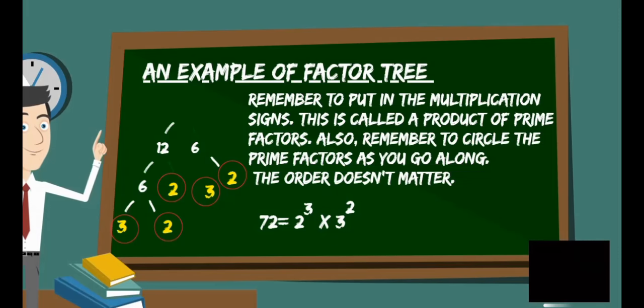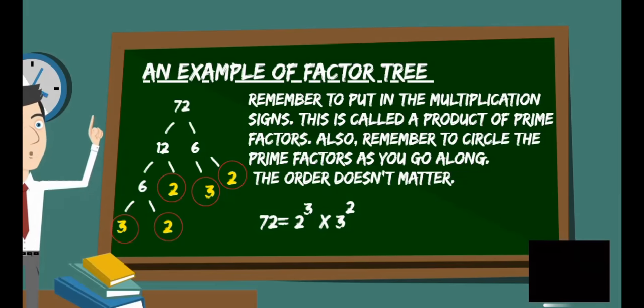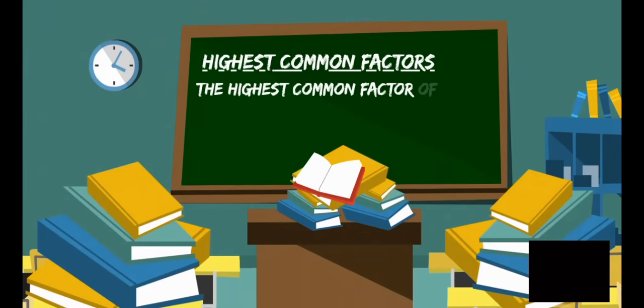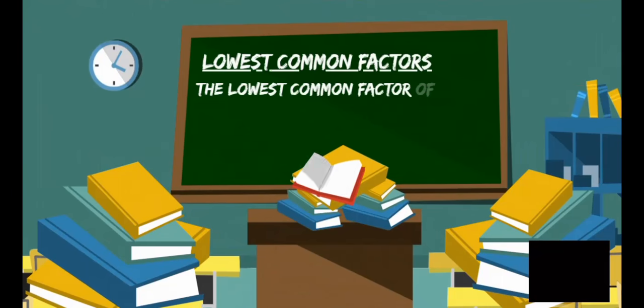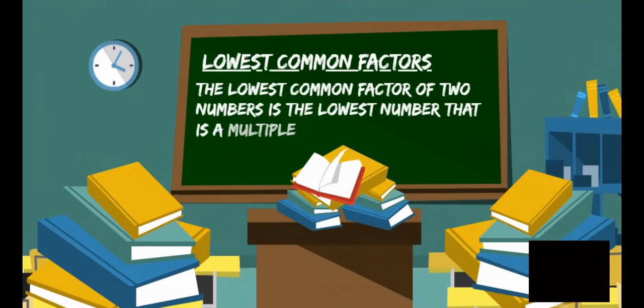Remember to put in the multiplication signs. This is called a product of prime factors. Also remember to circle the prime factors as you go along. The order doesn't matter. The highest common factor of two numbers is the highest number that is a factor of both numbers. The lowest common multiple of two numbers is the lowest number that is a multiple of both numbers.